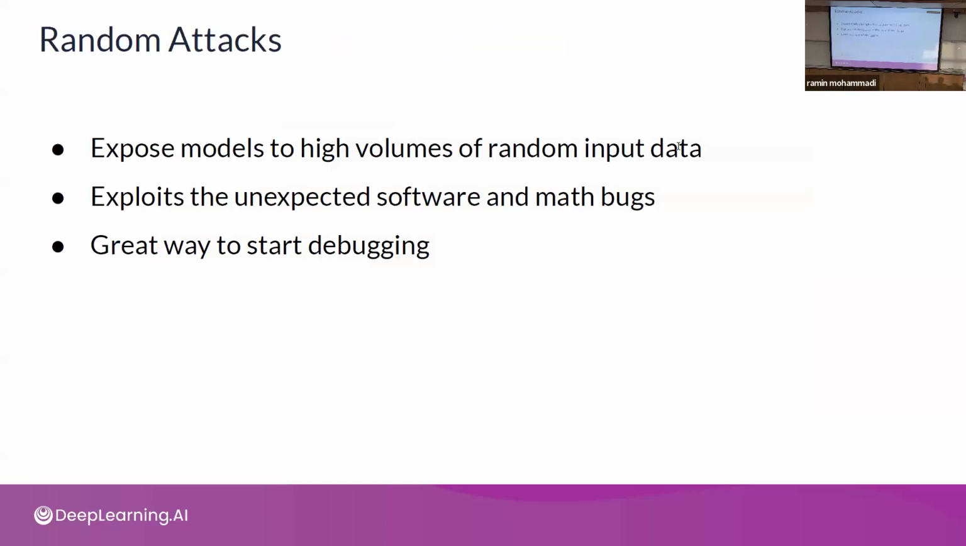Then the next thing is random attacks, and random attacks are an easy way to see if your model is going to fail in production, right? So what you do is expose your model to all sorts of random data and see if it's going to produce certain errors, or produce NaN, or basically break or not. Right, so that becomes the idea: you just release a lot of random data on your model. It helps you find unexpected software bugs.